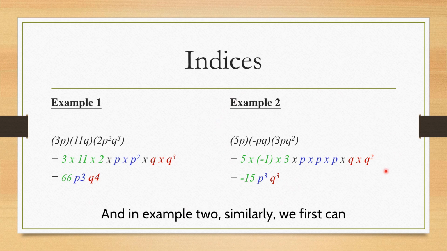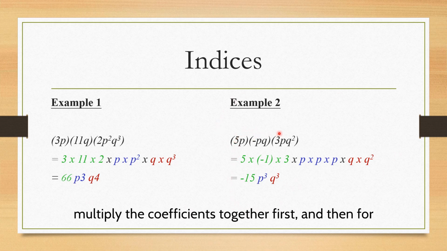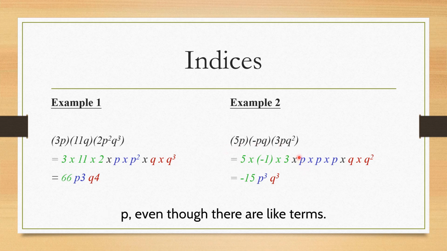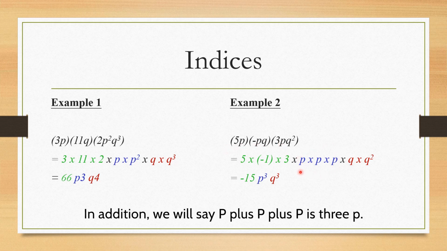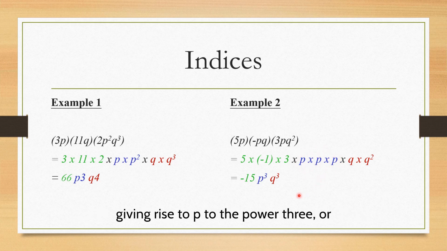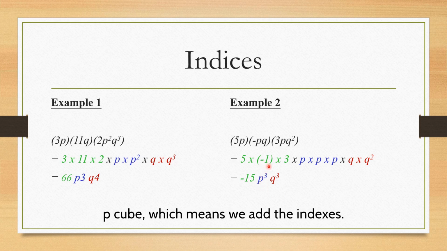And in example 2, similarly, we first multiply the coefficients together. And then for the algebra part, you see that there's 3p. Even though they are like terms, in addition we will say p plus p plus p is 3p. But if it is multiplication, 3p multiplied together gives rise to p to the power 3, or p cubed.